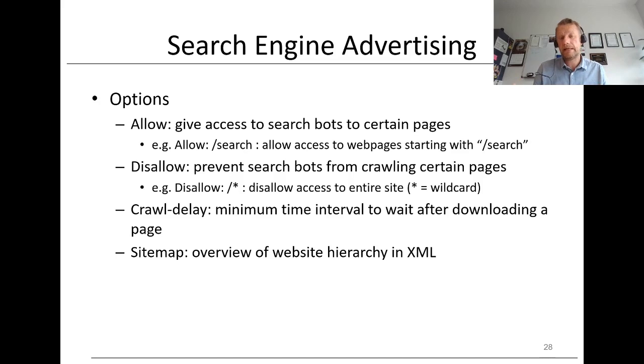You can also provide search engine bots or crawlers with a sitemap. This is typically in XML. It's an XML-based representation of the structure of your website, which is really helpful for these search bots as it tells them how your website is structured, how the links are being structured, etc.